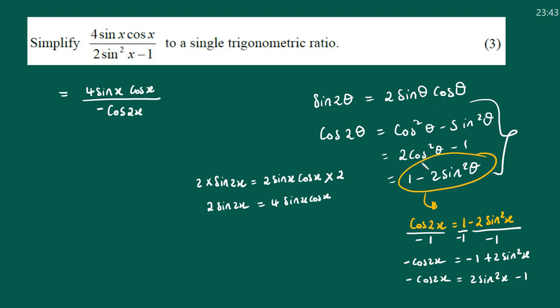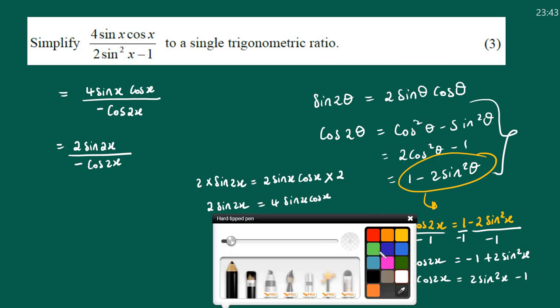We are just playing on the ones we already know to make them look like what we are given. So now where I see this, I can put this. Now it means for 4 sine x cos x, I can write it as 2 sine 2x divided by negative cos 2x. Perfect. That is good.